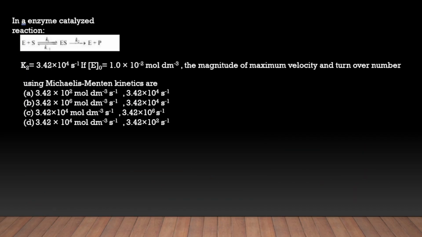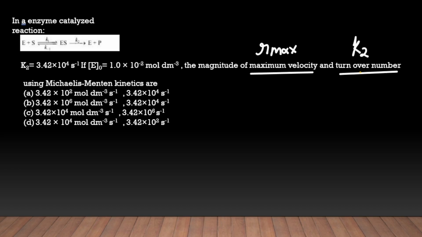Next one we are having is this question. It says in an enzyme catalyzed reaction, the mechanism of which is shown to us, K2 is this much, E0 value is given. The magnitude of the maximum velocity, which means the value of R max, is being asked, and the turnover number. Turnover number is nothing, it is the K2 value. Okay, so using the Michaelis-Menten kinetics, we have to tell these two values.